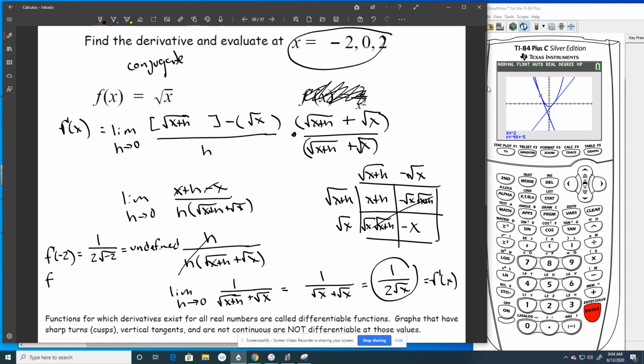Okay. F prime of 0, 1 over 2 root 0. Well, the root of 0 is 0, times 2 is 0. So this becomes 1 over 0, which is also undefined. So at those 2 points, the slope is undefined. Probably because there's going to be holes at that point, right? Now, f of 2 equals 1 over 2 root 2.